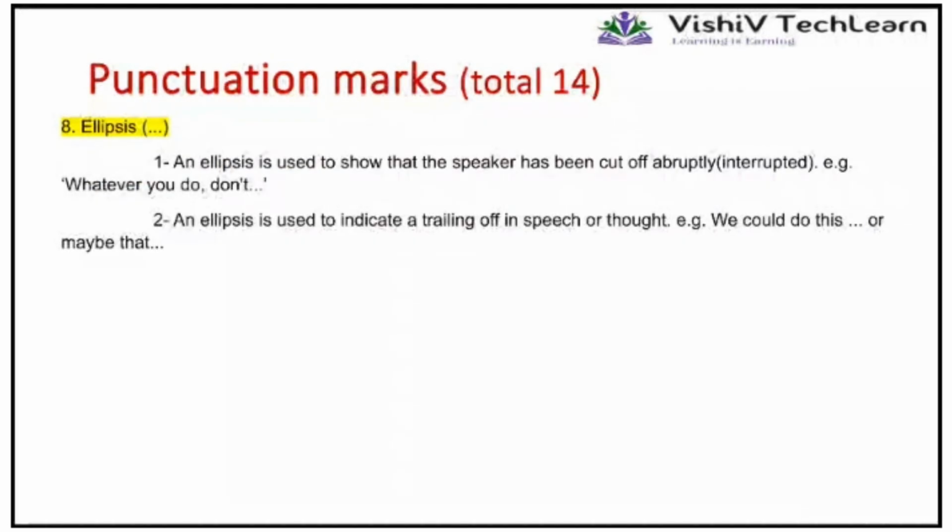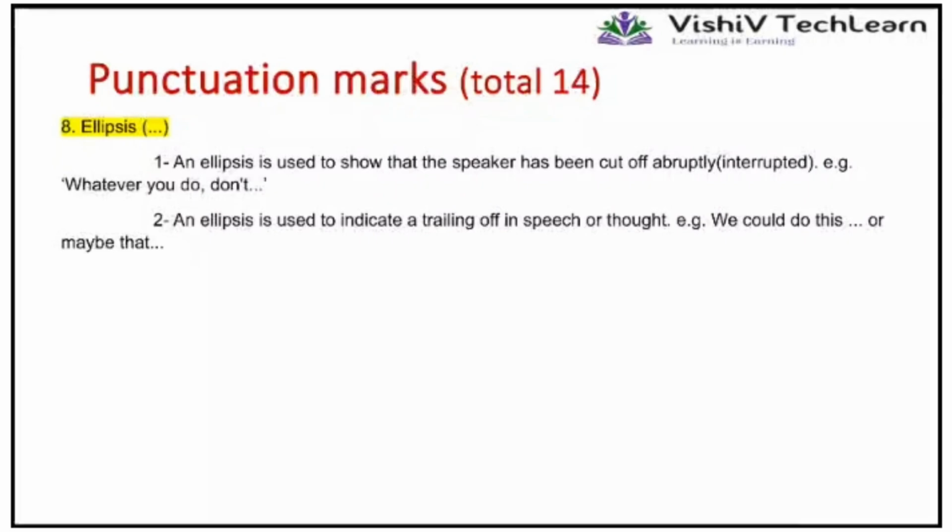It again has two uses. Let's go through it quickly. The first use is to show that the speaker has been cut off abruptly. Example: whatever you do, don't... So here, when we read this sentence, we come to know that the speaker has been cut off abruptly by someone, maybe by some action or by someone. We don't know that, but the speaker has been cut off abruptly. To show that, we can give an ellipsis. So an ellipsis is 3 dots.